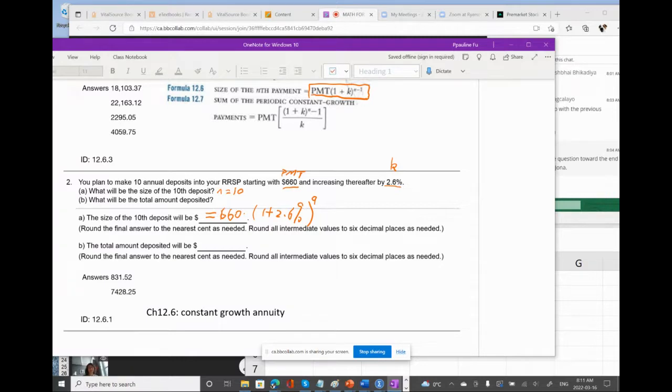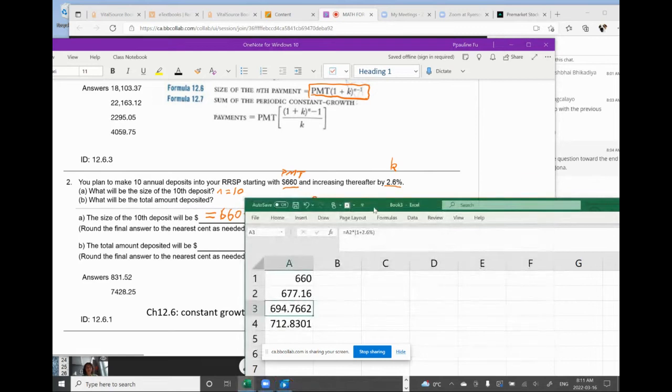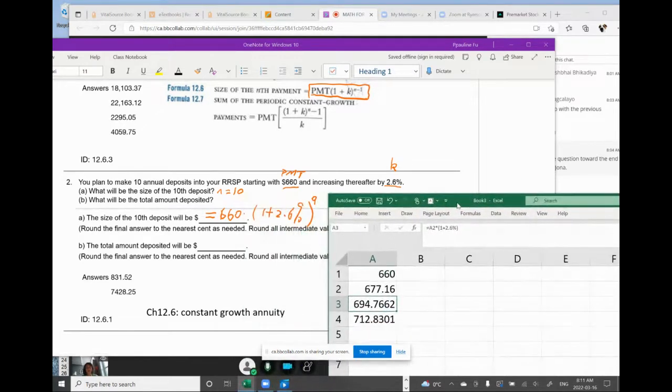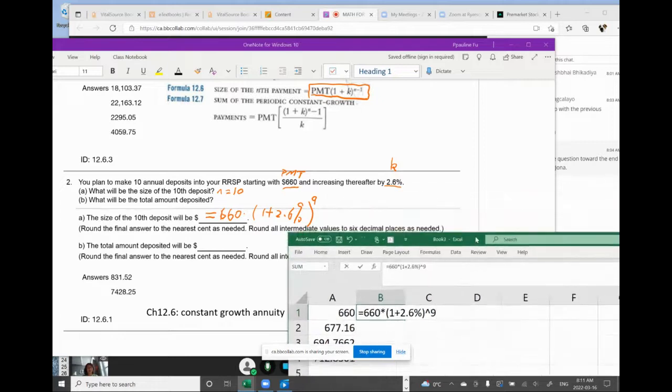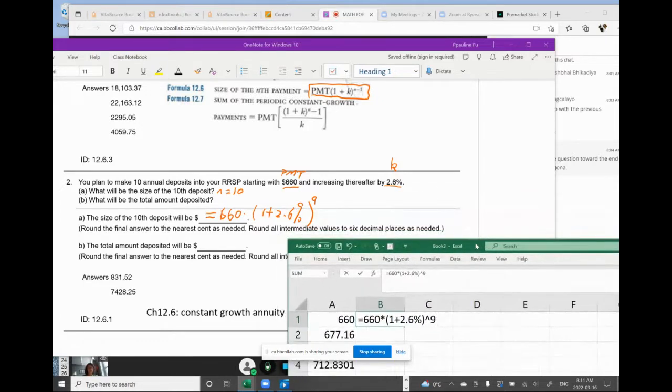So this is the answer for question A. The easy way, you can use Excel to do this calculation. So the tenth contribution, I'll write down here, equals 660 times bracket 1 plus 2.6% raised to power 9. I pause for a moment. Any questions?